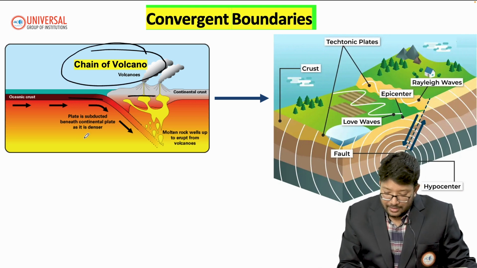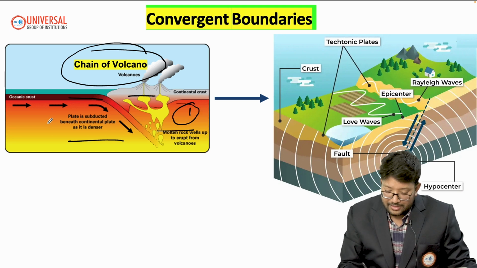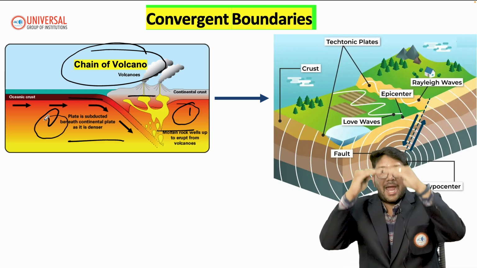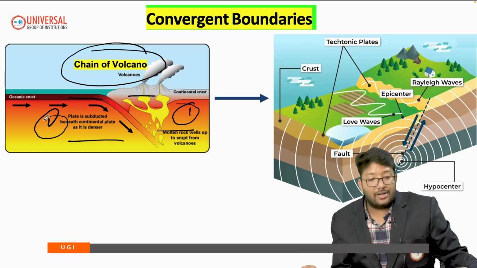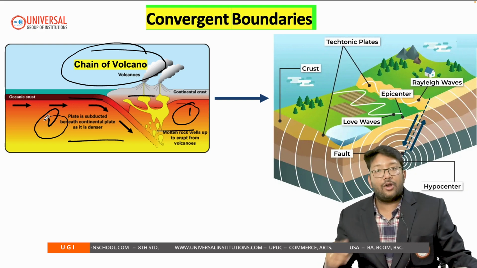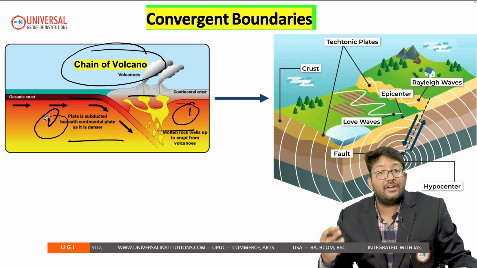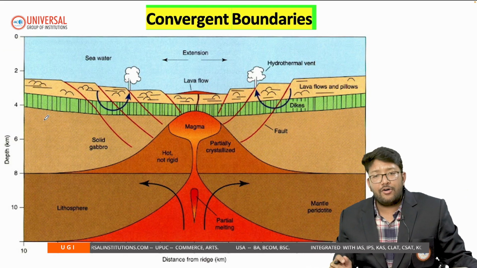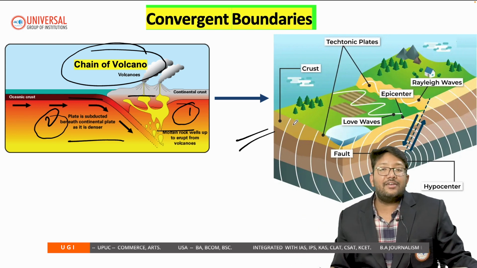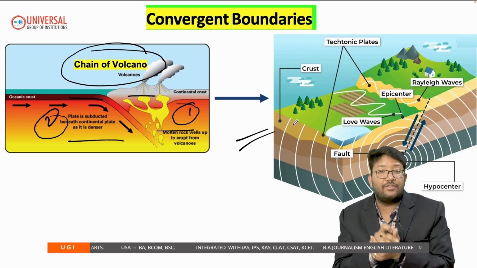This is the first boundary, this is the second boundary, students. So parallel to that boundary, a chain of volcanoes is formed. Along with the volcanoes, we can say mountain ranges and trenches are also formed. Powerful earthquakes also shake a wide area on both sides of the boundary.